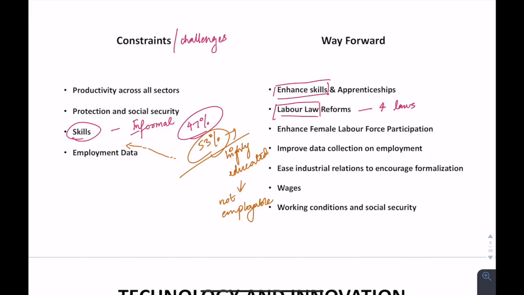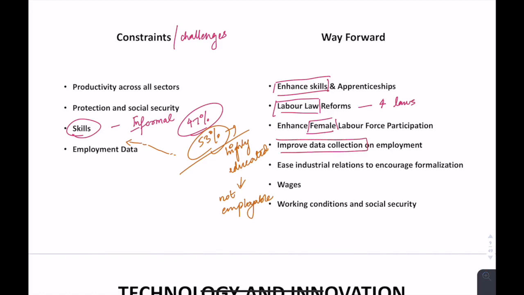Enhance labor force participation rate, female labor force participation rate, again coming out from the same thing. Improve data collection. Now the government or other organizations don't even know the employment data to a large extent, and that creates problems, because when you don't know what's happened in the past, how can you correct the future? Ease of industrial relations to encourage formalization. So it's all connected. If you understand one, you have understood the entire chain.